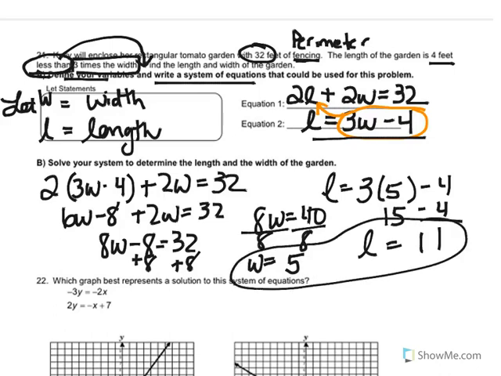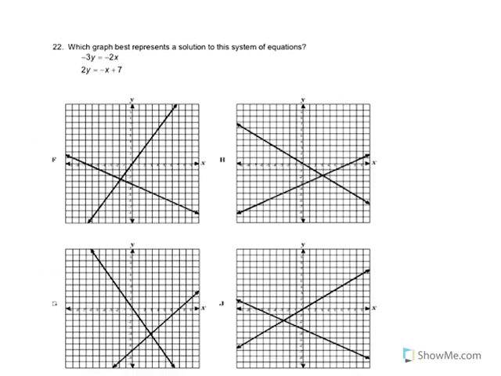Okay, we're down to our last one. Now on number 22, I'm pretty sure if you want to get a right answer on this, we're going to have to take this plus sign out right here and put a minus sign there. I think there's a typo on this. So our equation should read negative 3y is equal to negative 2x, and the other one is 2y equals negative x minus 7.